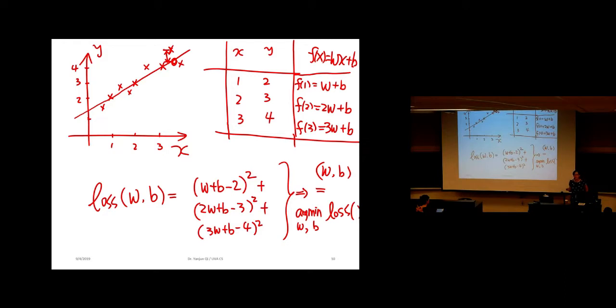Sure. My question is, how can we prove that when we use the square loss, we can find an optimal solution? That's about the convex properties of this loss function, and I will talk about it briefly in the few slides coming.